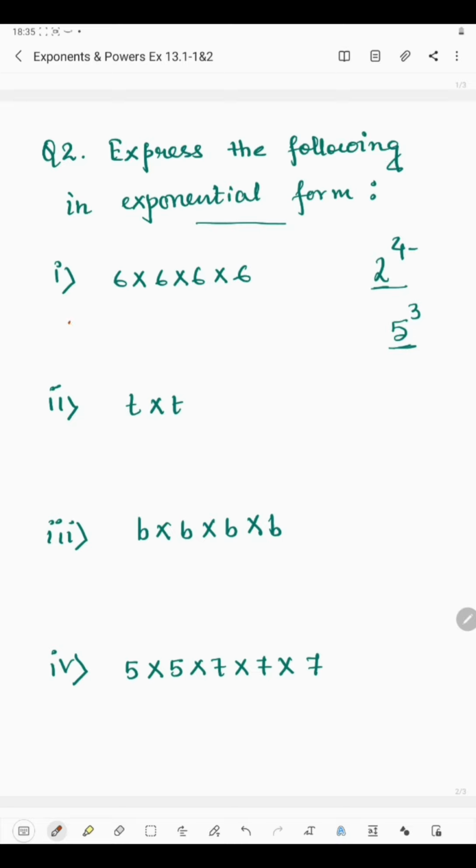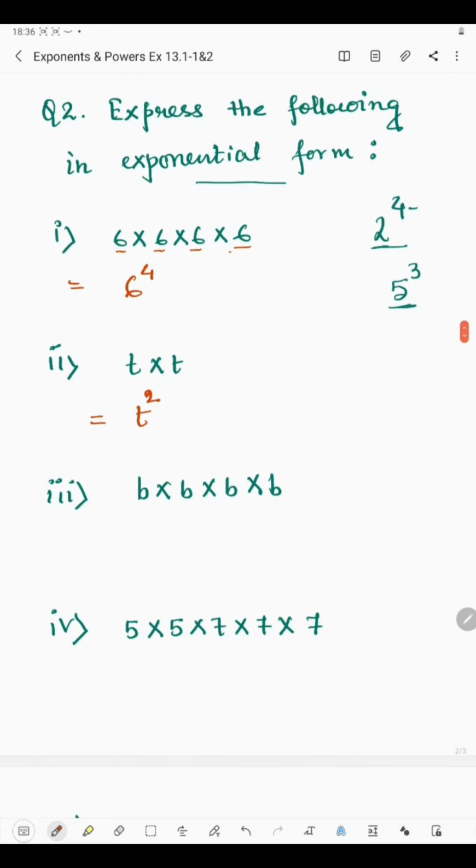In the first part we have 6 multiplied by 6 multiplied by 6 multiplied by 6. Here 6 is multiplied 4 times. So what would be the base here? This will be the base. Since it is repeated 4 times, the power will be 4. Now coming to the second part, here we have t multiplied by t. Since t is repeated, t will be the base, and since it is repeated twice, the power will be 2. So it is t square.